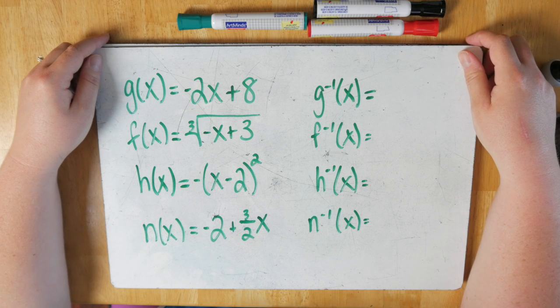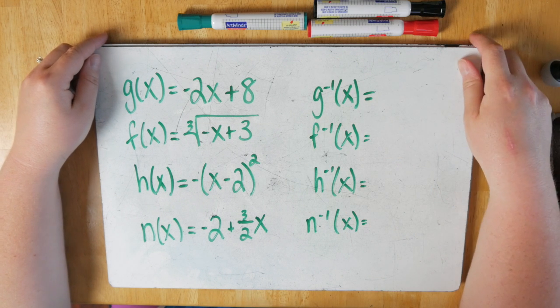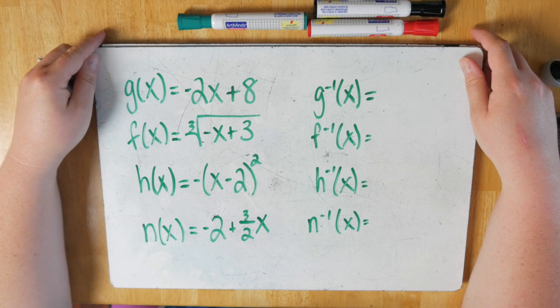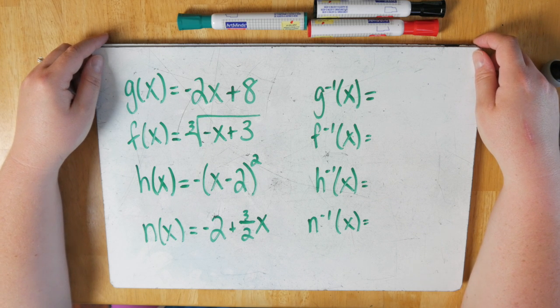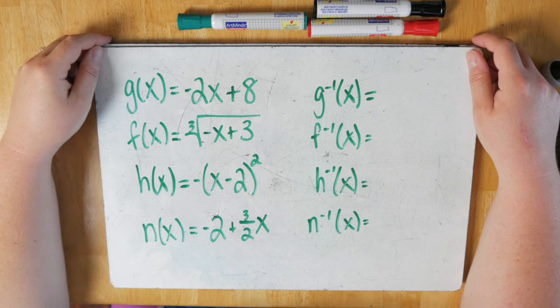We can identify it on a graph because a function and its inverse should reflect over the line y equals x. And so if we see y equals x as the line of symmetry on a graph, then we can identify that function and its inverse are in fact just that, a function and its inverse.